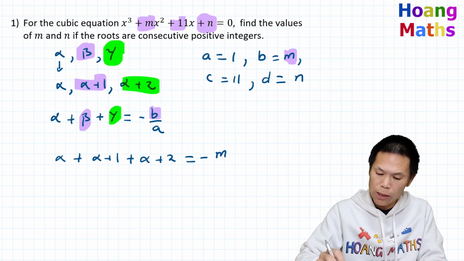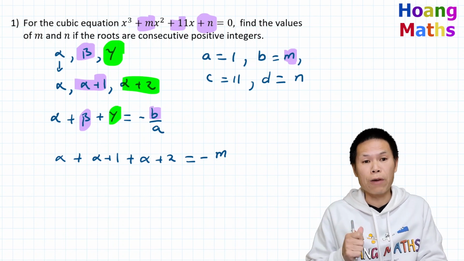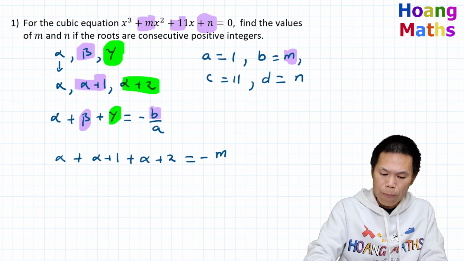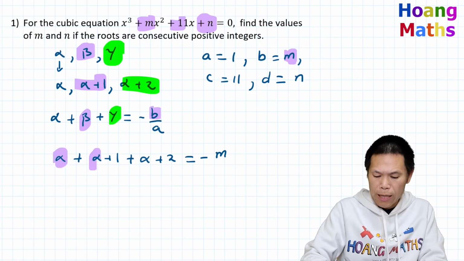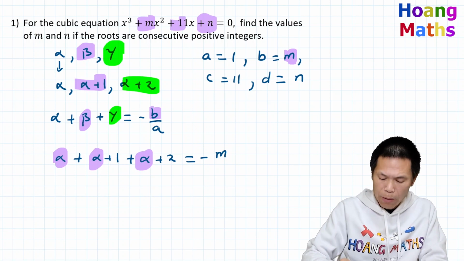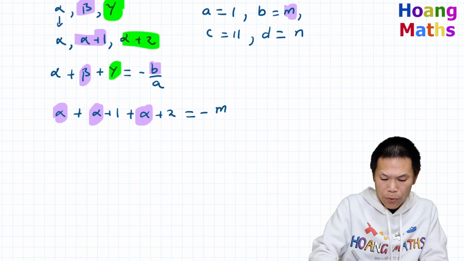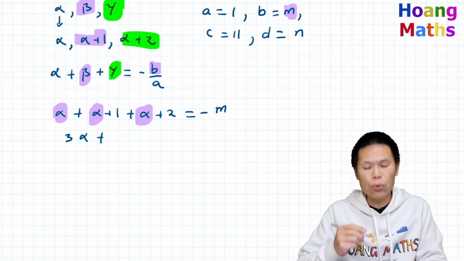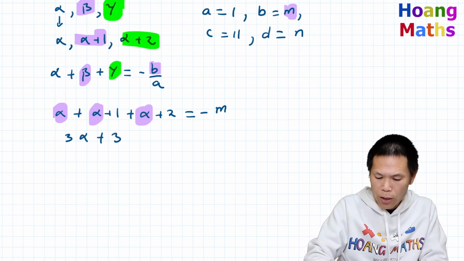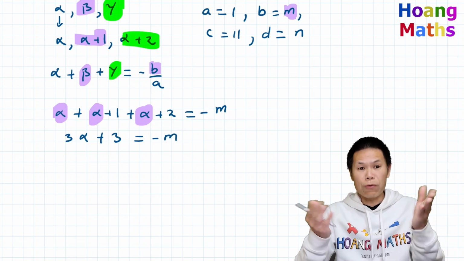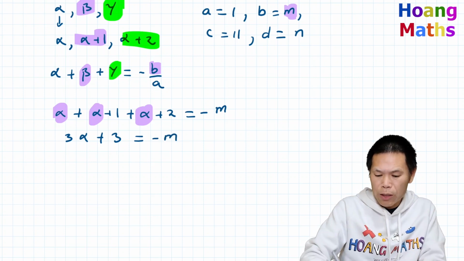So that's equal to negative m. Then we just simplify a bit further. So we have 1 alpha plus another 1 plus another 1, so that is 3 alpha. And 1 plus 2 is 3, so we add 3. So that gives me 3 alpha plus 3 equals negative m. We just leave that for now. Let me name this equation number 1.